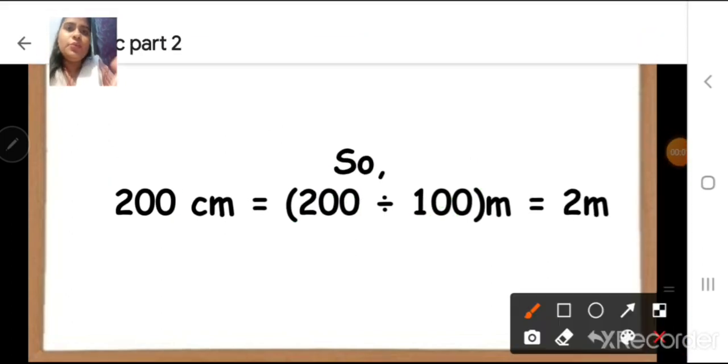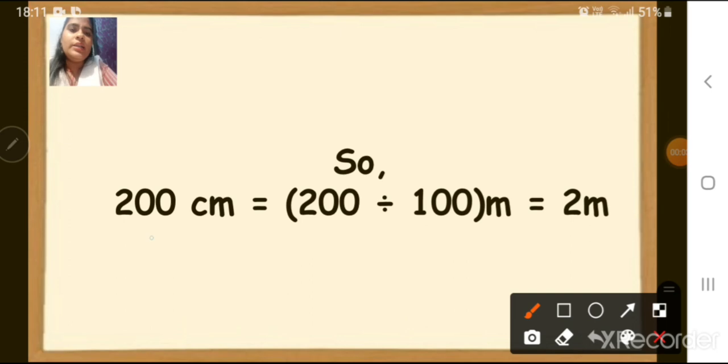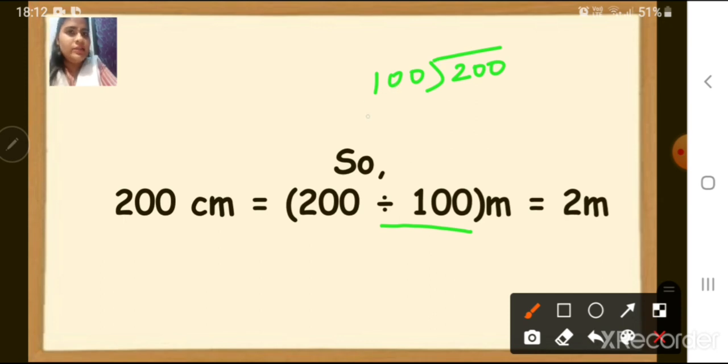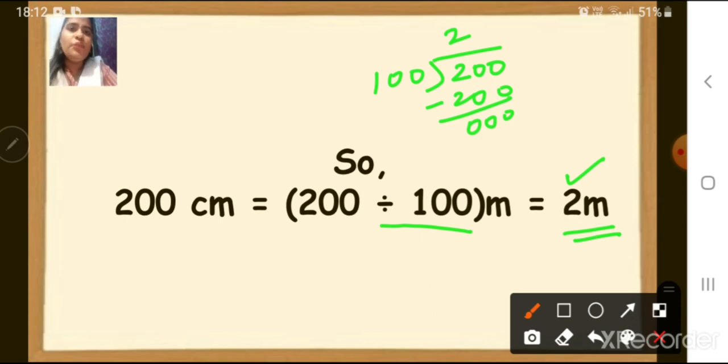Like that, if we want to find out what is 200 centimeters in meters, we have to divide by 100, correct? So when we do division, 200 divided by 100, 100 ones are 100, 100 twos are 200, correct? So we will write 2 here, 100 twos are 200, and our answer is 2 meters. So this is how we can convert from centimeters to meters.